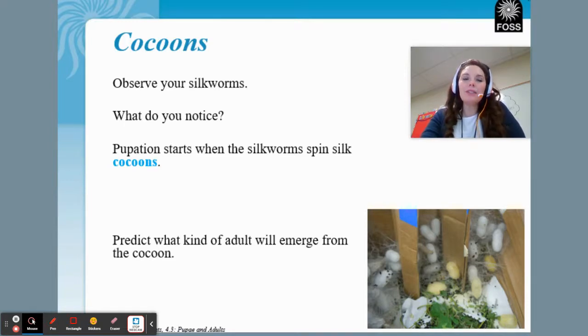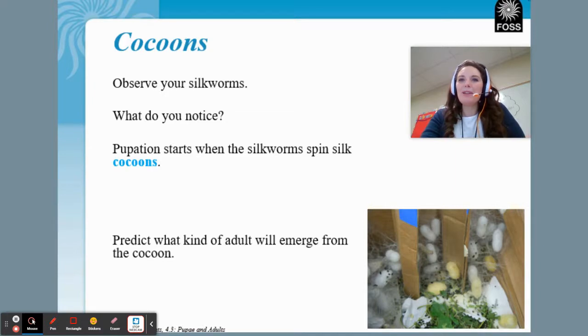Now, our silkworm is still in the larva stage. It is a silkworm still. It has not become a pupa. It will become a pupa when the silkworm spins its silk cocoon. This picture below me shows what a silkworm cocoon will look like. When they are in their cocoon, they are in the pupa stage of their life cycle.